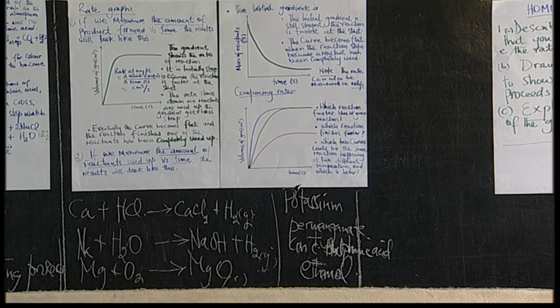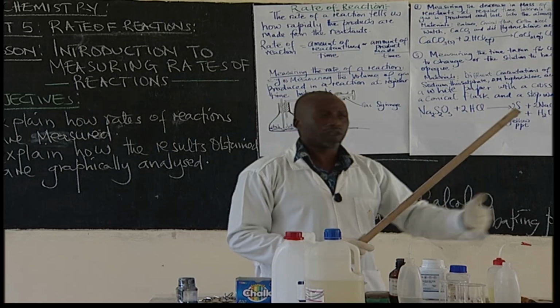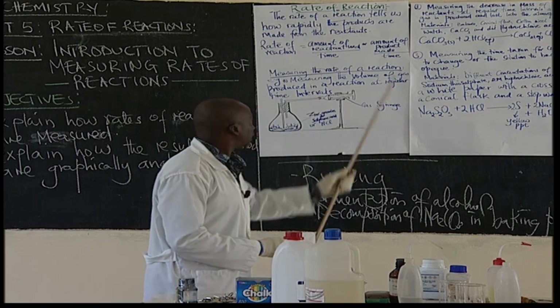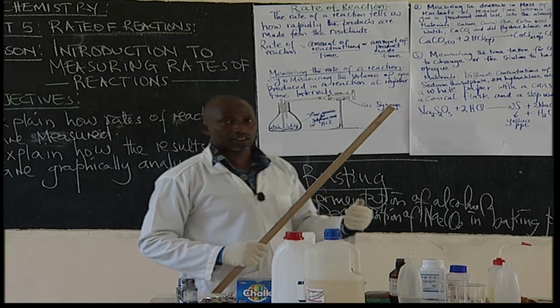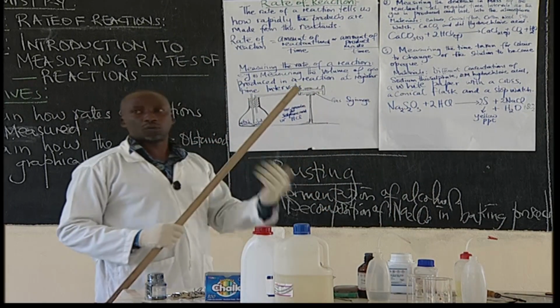Now, let's go to the rate of the reactions. How fast are these reactions? When we talk about the rate, what do we mean? The rate of the reaction tells us how rapidly the products are formed or made from the reactants.